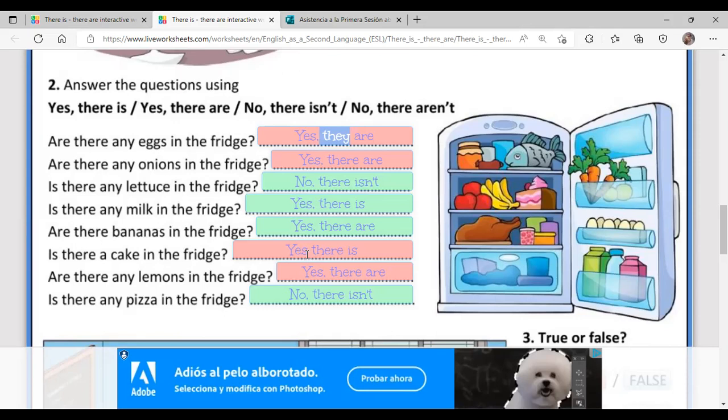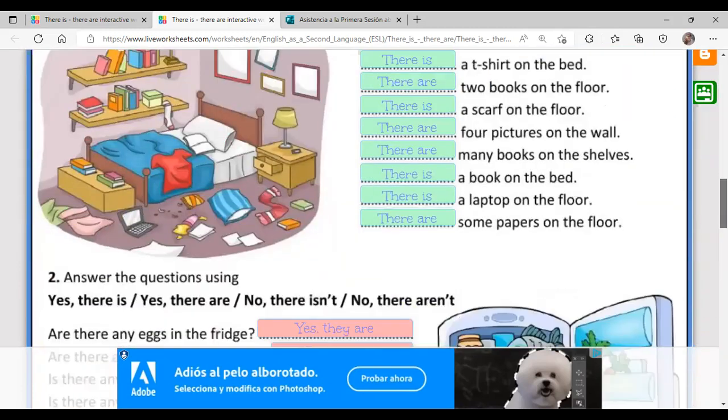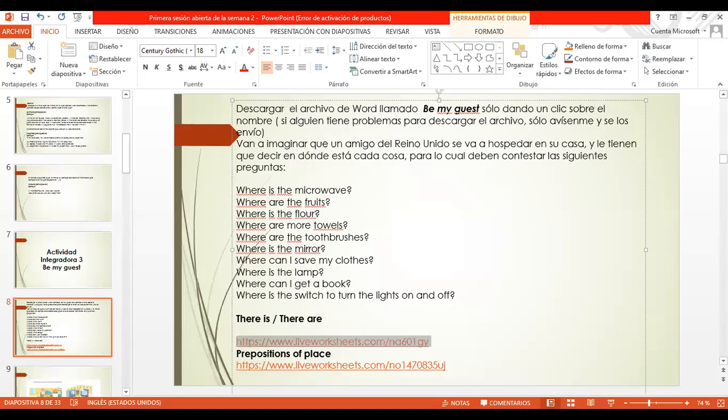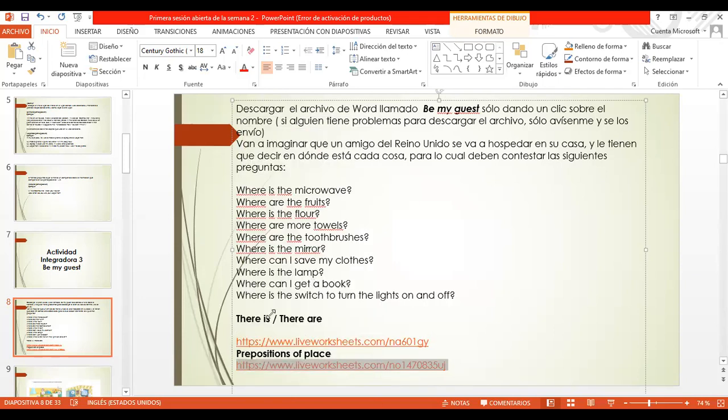Ok. Bueno, ¿cuál fue el propósito de este ejercicio? Bueno, que ustedes sepan utilizar el there is, el there are en su forma negativa, en su forma afirmativa y en su forma de pregunta. Bueno, vamos a regresar a la presentación, chicos. We also have the prepositions of place. Prepositions of place. Vamos a ver. The exercise about prepositions of place.